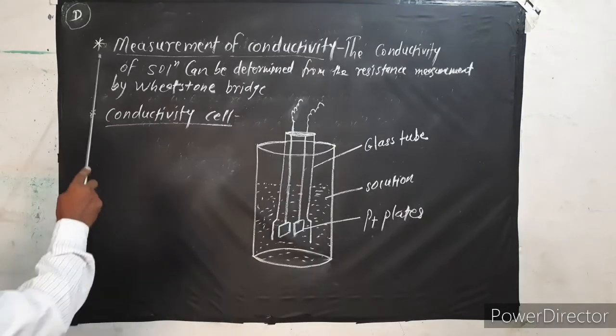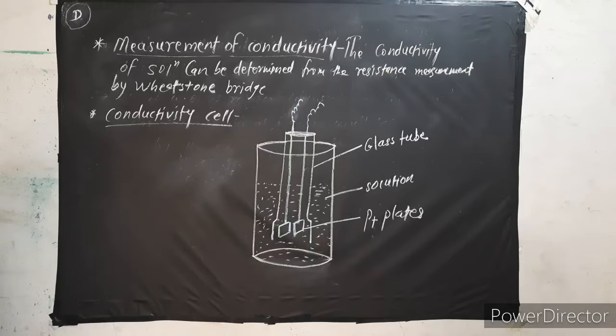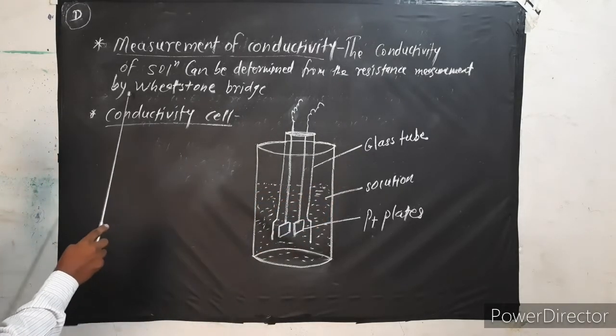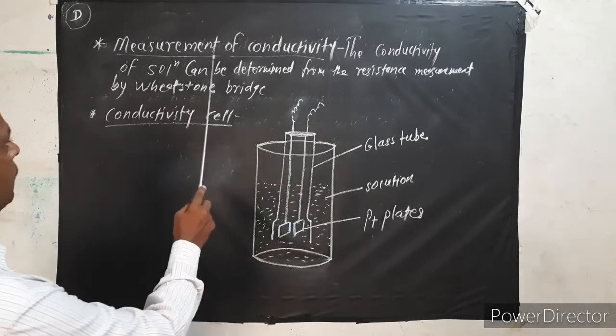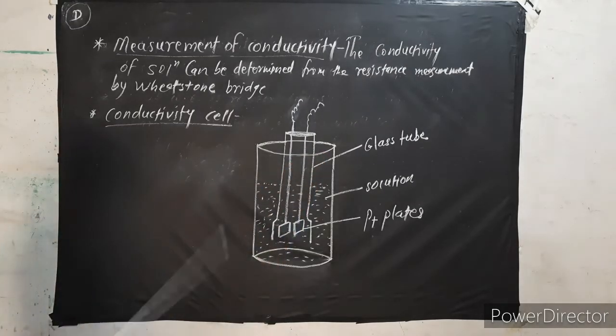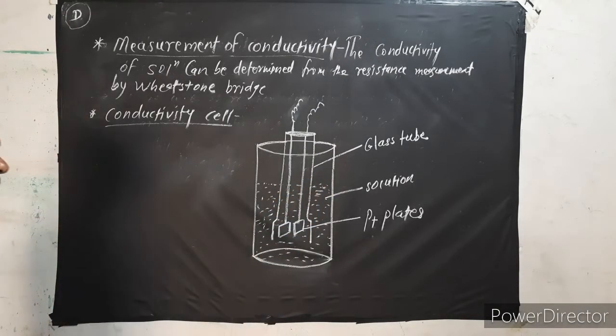We will study the measurement of conductivity. The conductivity of a solution can be determined from the resistance measurement by the Wheatstone bridge. Means what? Those solutions' conductivity we can determine by measuring the resistance of those solutions.